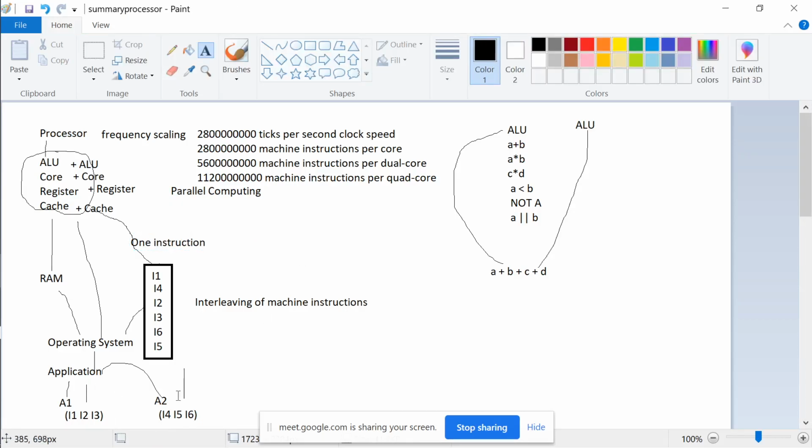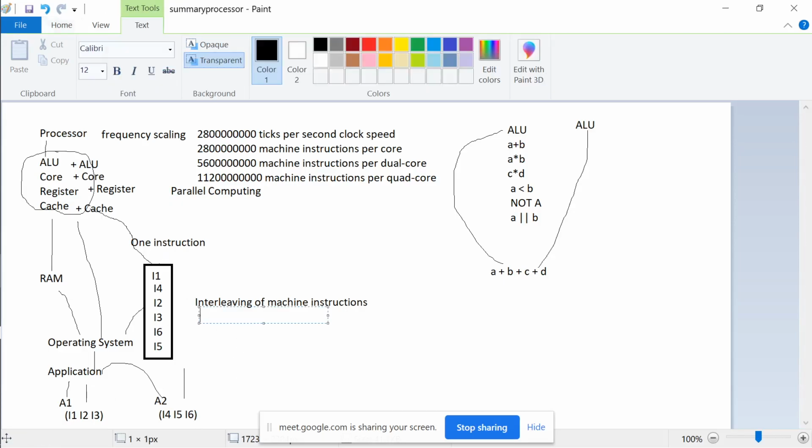But everyone feels they are moving forward at the same time. A2 feels I4 is executed and A1 feels I1 is also executed. A1 and A2 do not have a feeling that they are waiting for the processor. The operating system is managing this. Now this technique is called multitasking, right?